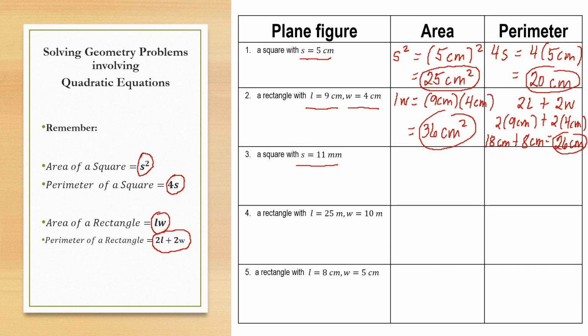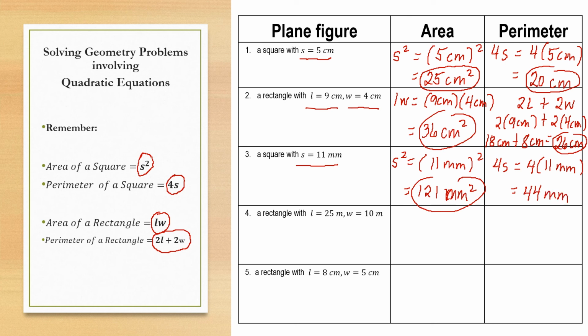Again, the area of a square is equal to s squared. So we have 11 millimeters raised to the second power. 11 to the second power is 121. So the area of the given square is 121 square millimeters. Okay, for the perimeter, we have 4 times the measure of a side, or 4 times 11 millimeters. So the perimeter of the given square is 44 millimeters.